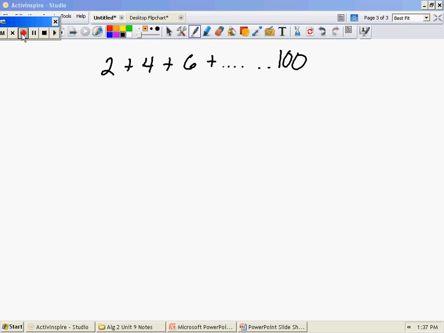We first need to decide if it's arithmetic or geometric. Now, I'll save you the trouble. It's arithmetic, because the rule that we're talking about right now, the Gauss formula, the summation, only works for arithmetics. It doesn't work for geometrics. So let's go ahead and do this. First of all, it is arithmetic, which means what will my nth term formula be?